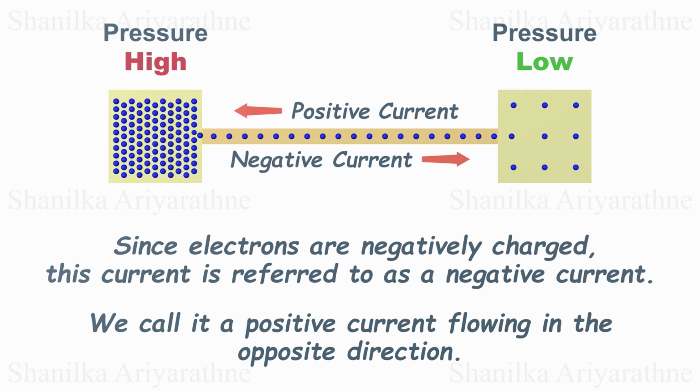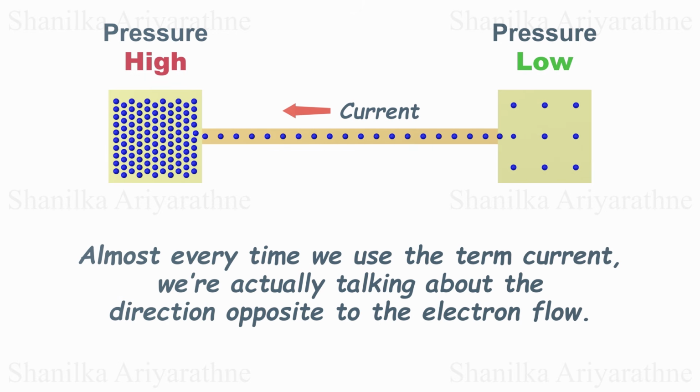direction. In fact, almost every time we use the term current, we're actually talking about the direction opposite to the electron flow. It might seem a bit confusing, but that's just how we roll in the world of electronics. This convention helps us keep things simple when designing and discussing circuits. So when you hear current, just remember it's the positive perspective on the flow of those tiny negative electrons.